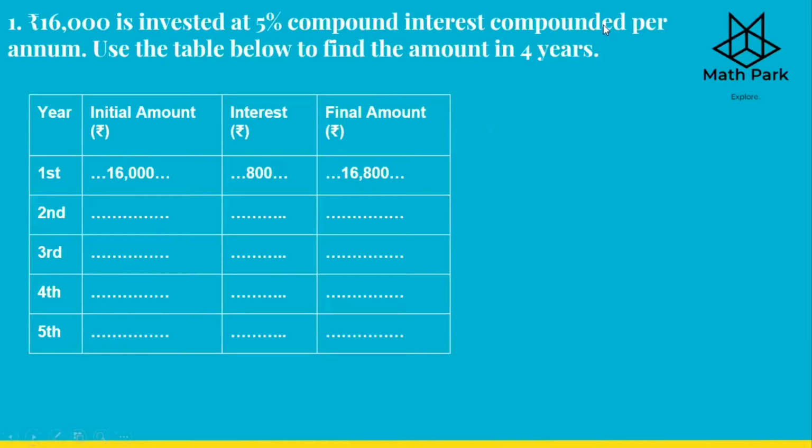So we start with the first question. Rupees 16,000 is invested at 5% per annum compound interest, compounded per annum. Use this table below to find the amount in 4 years.